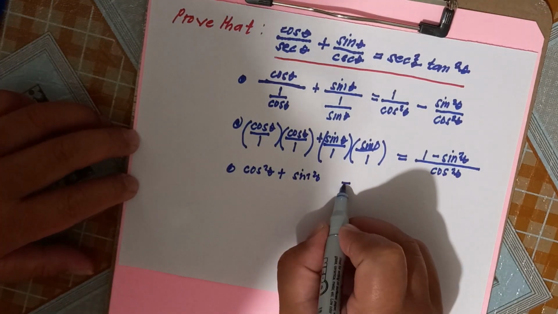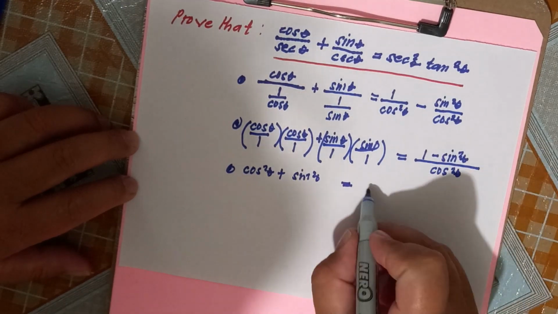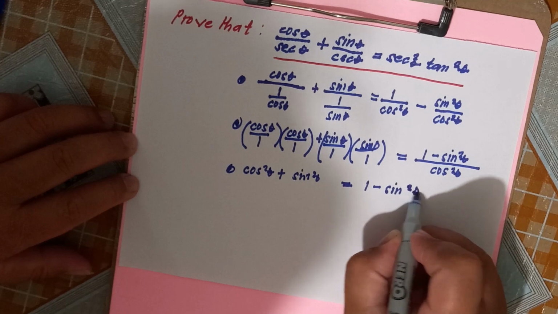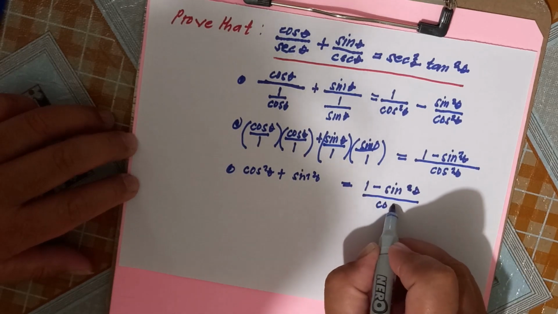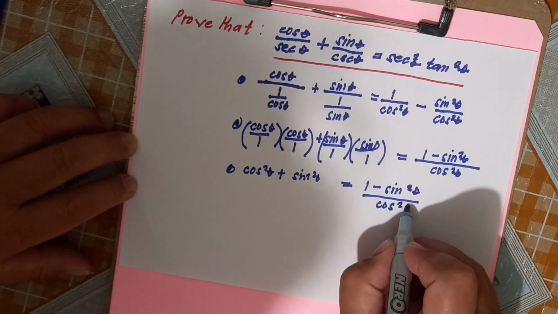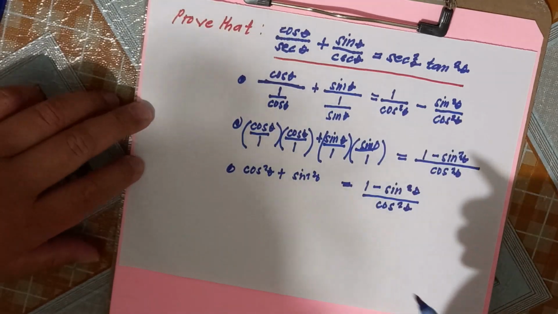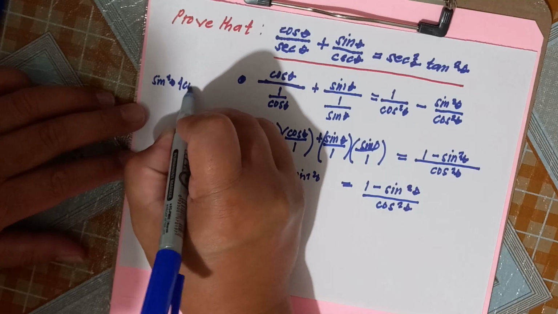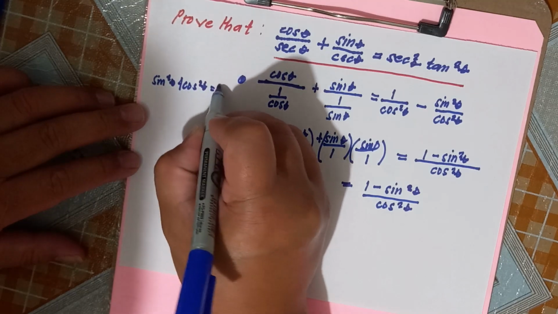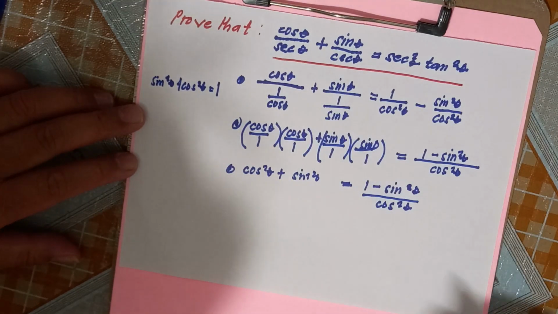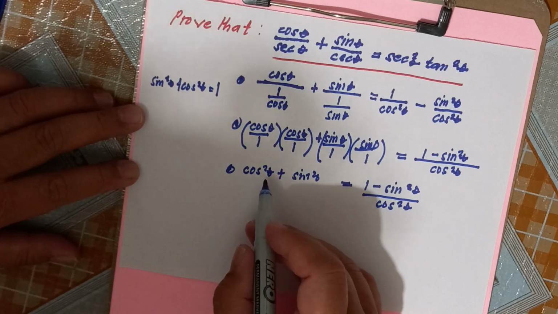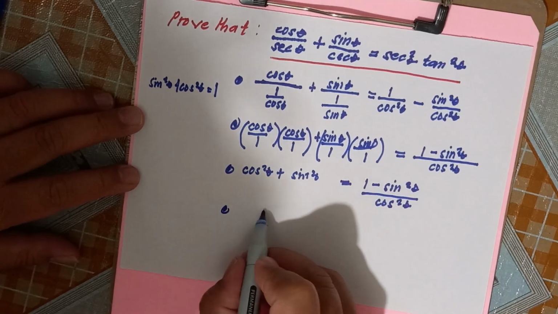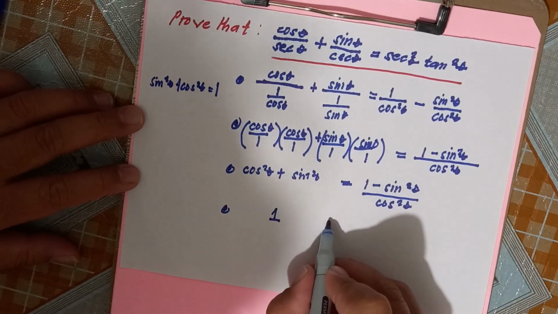And of course, let's continue. This is the same as 1 minus sine squared theta over cosine squared theta. But remember that in the Pythagorean identities, sine squared theta plus cosine squared theta gives you a result of 1. So meaning to say, the result of cosine squared theta plus sine squared theta is the same as 1.